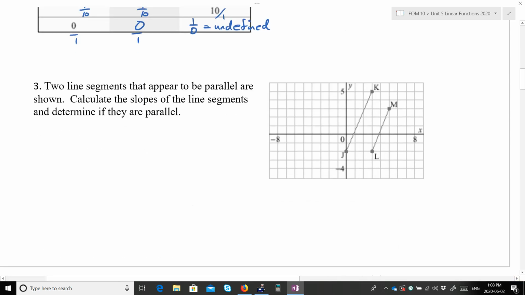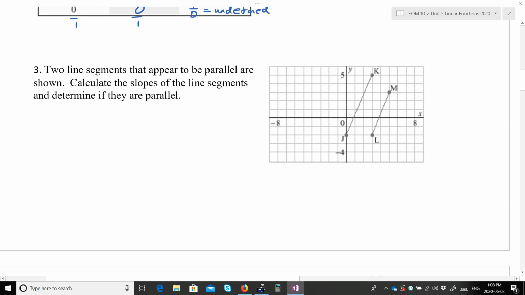All right, number three. Two line segments that appear to be parallel are shown. They kind of look like they're parallel. They don't touch. They look like they're not going to cross. Calculate the slopes of the line segments and determine if they are parallel. So I'm going to do the slope. This is my notation: slope of JK.